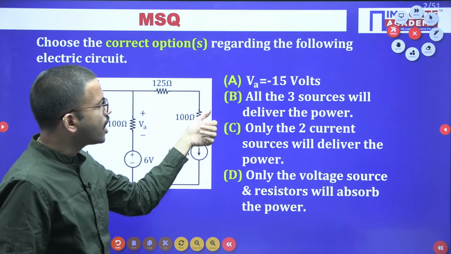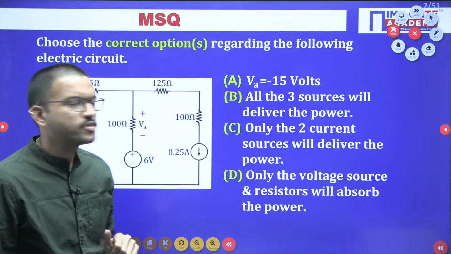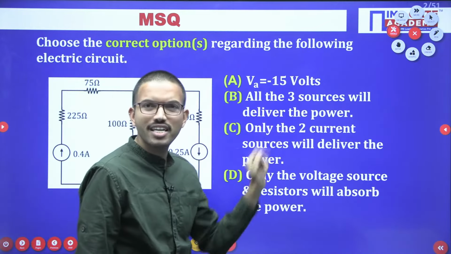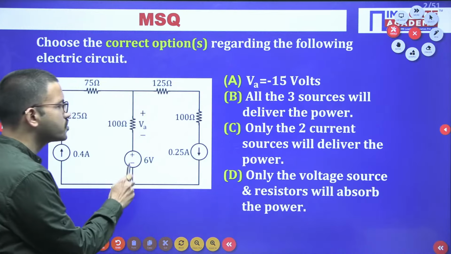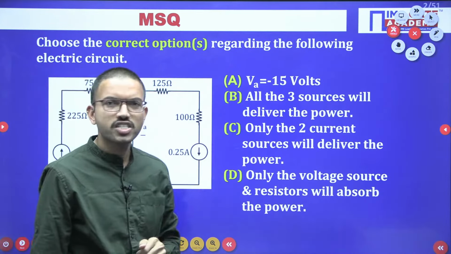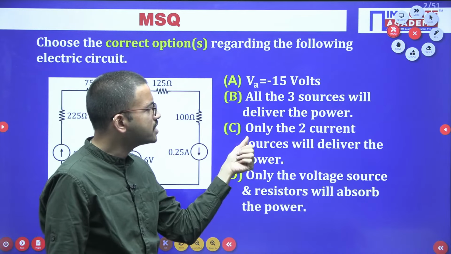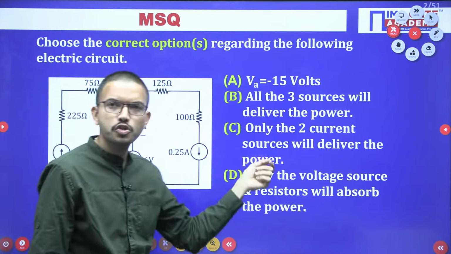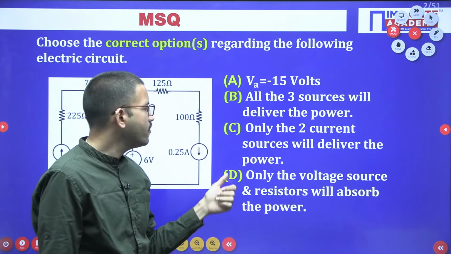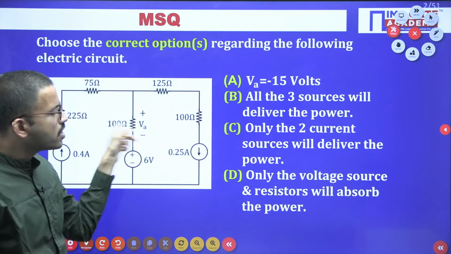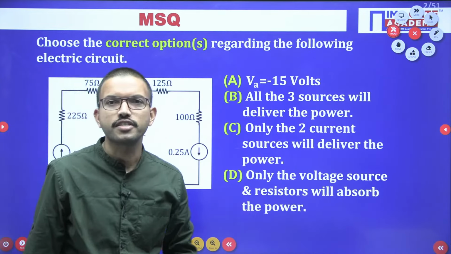Regarding options B, C and D: in option B, they have mentioned that all three sources will deliver power. Here you have three sources, and all three will deliver the power. In option C, it is mentioned that the two current sources alone will deliver the power. Whereas in option D, it is mentioned that the voltage source and all the resistors will absorb the power.